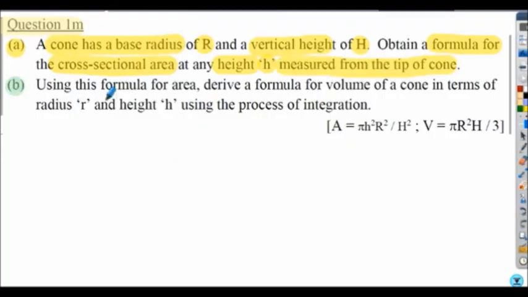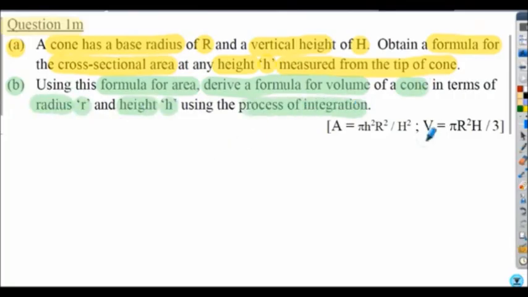Part B, so now using the formula for area from part A, we now have to derive a formula for the volume of a cone in terms of radius, lowercase r, height, lowercase h, using integration. In the square bracket here we have the answer for part A, for the area, and for part B, the volume. If you think you can attempt this question without further assistance, I would encourage you to stop the presentation and do so now, but I'll show you the appropriate diagrams to construct on the next slide.